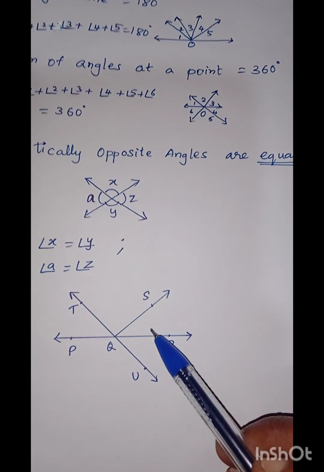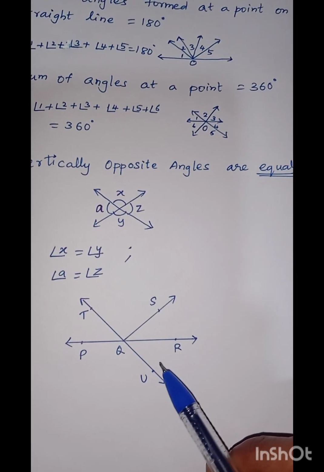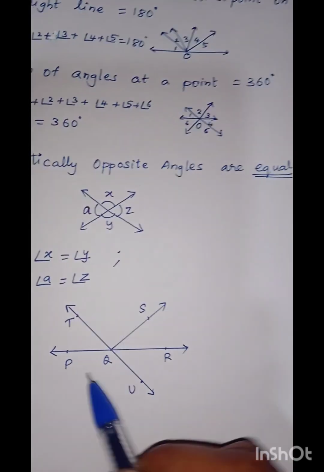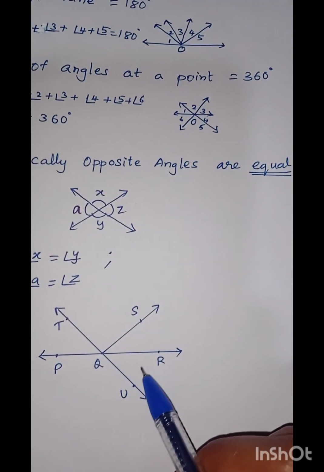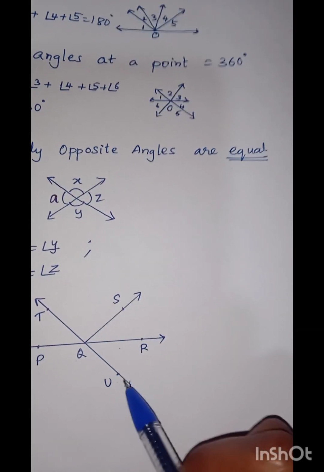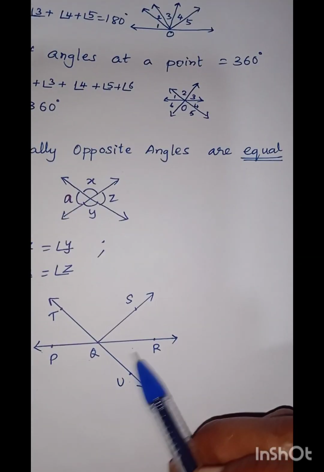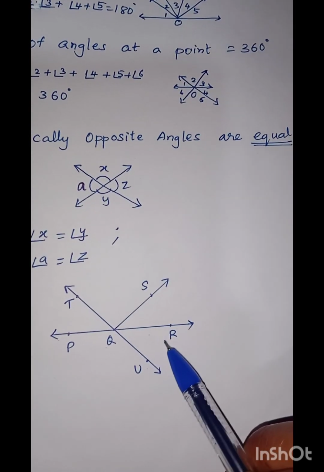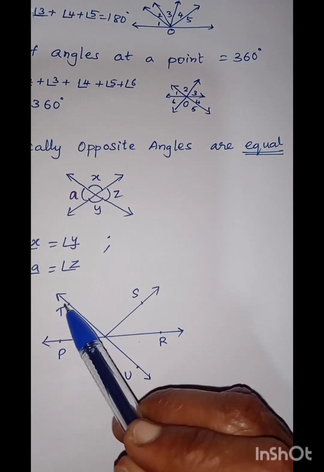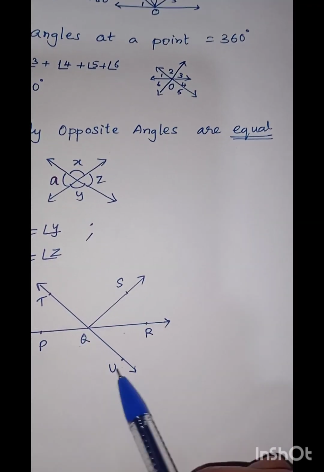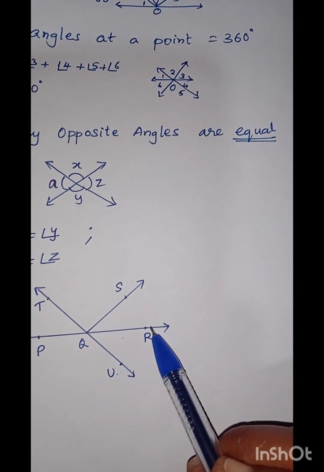And which are linear pair of angles? Can you tell me? Linear pair of angles. If the angles are formed on a straight line, these two angles, angle PQU and UQR, form a linear pair. Okay, now tell me which are vertically opposite angles? Angle PQT and UQR. Otherwise, angle PQU and TQR. These are vertically opposite angles.